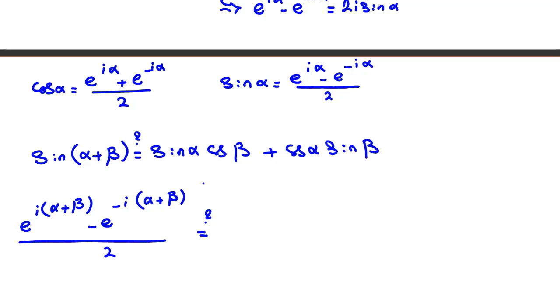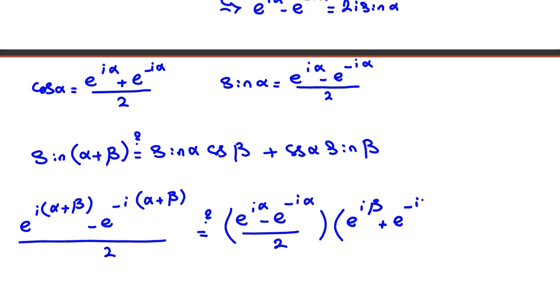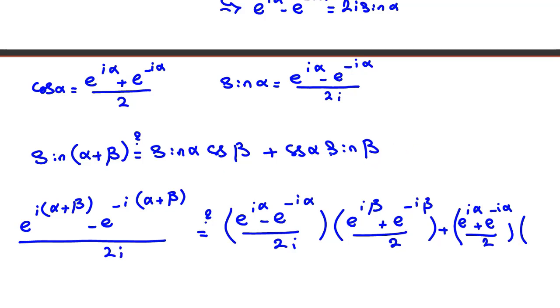And the right hand side is what? Sine alpha is e to the I alpha minus e to the negative I alpha over 2i. Cos beta, if you use this formula, is e to the I beta plus e to the negative I beta over 2. Plus cos alpha will be e to the I alpha plus e to the negative I alpha over 2. Here, sorry, it was 2i because here also we divide by 2i. And here it will be 2. Cos alpha sine beta. Sine beta is e to the I beta minus e to the negative I beta over 2i.